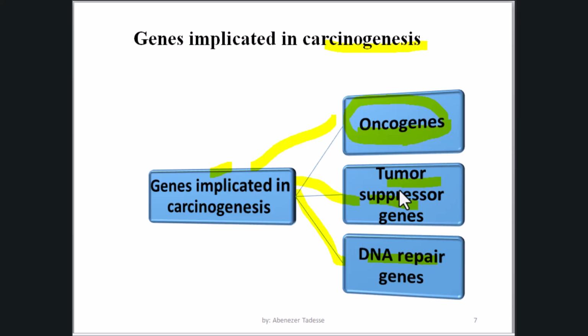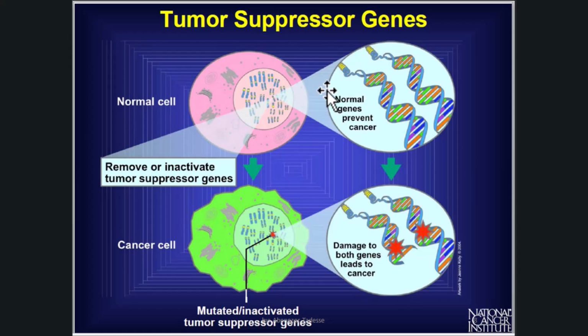So also, tumor suppressor gene abnormality can result in increased tumor formation, because they are normally responsible for suppression of tumors. This diagram shows that tumor suppressor gene deletion or inactivation can result in the development of cancer.